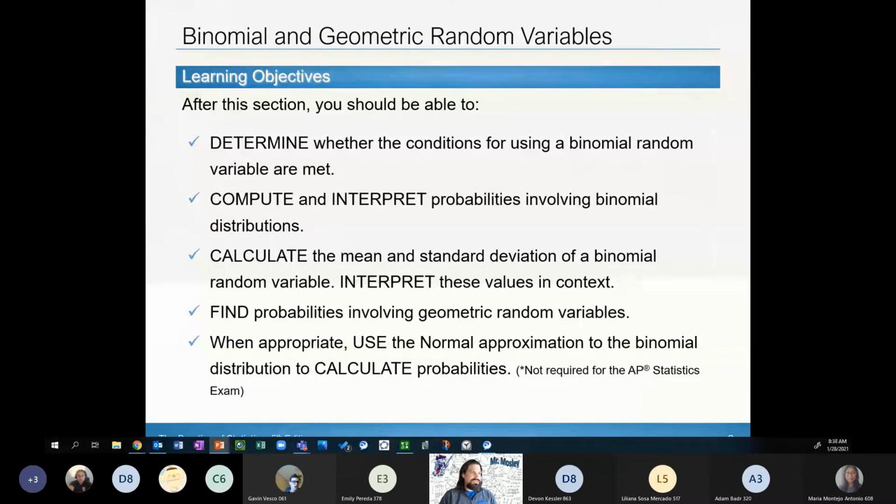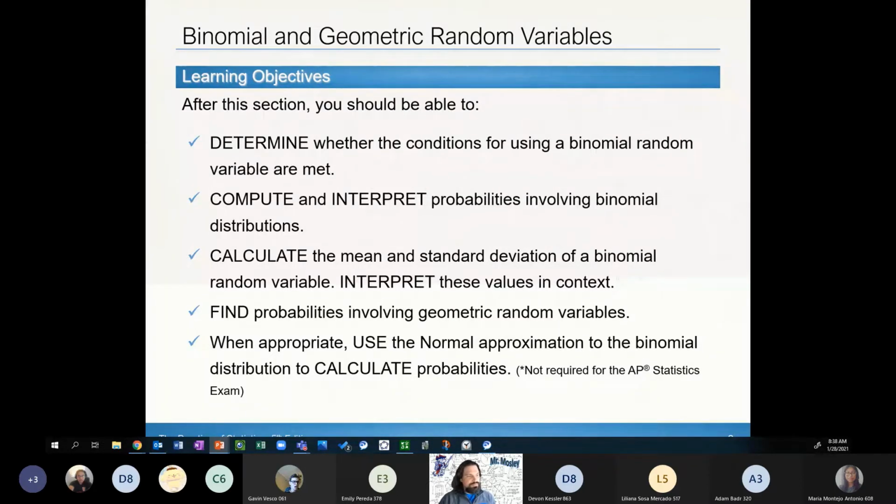Right, there's special conditions that we must consider. We're going to compute and interpret probabilities involving binomial distributions. We're going to calculate the mean and standard deviation of a binomial random variable and interpret these values in context. We're going to find probabilities involving geometric random variables. And we're going to see when it is reasonable or appropriate to use the normal approximation to the binomial distribution to calculate probabilities. Noting that this last thing is not necessarily required for the AP Stats exam.